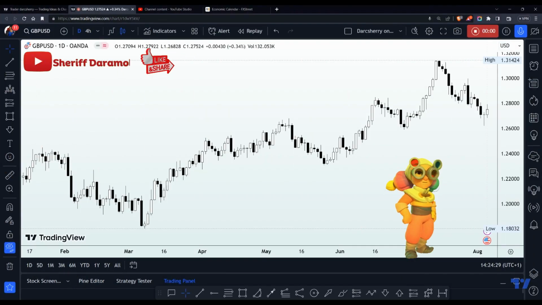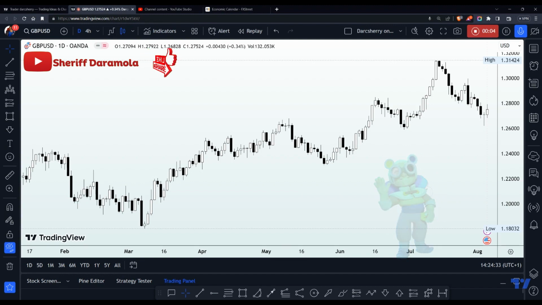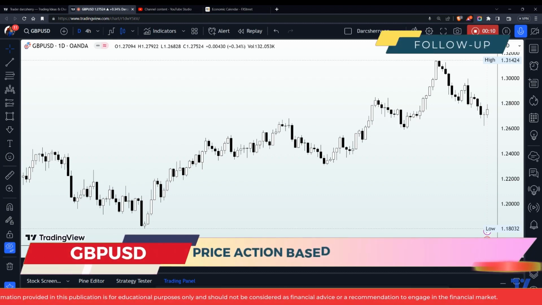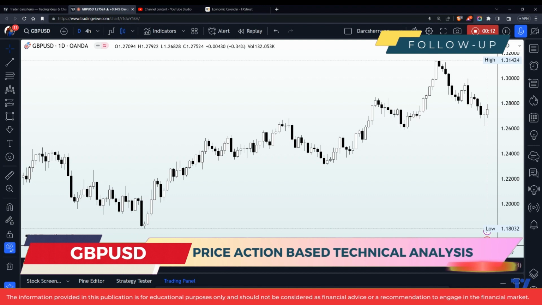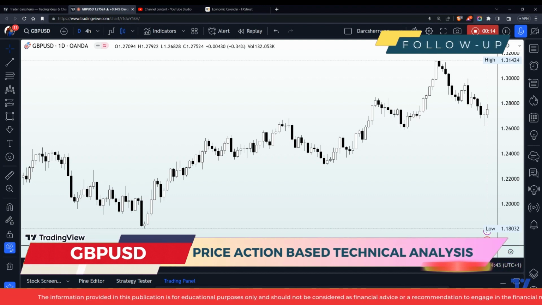Hello, everyone. Welcome to another insightful session of our weekly price action based technical analysis series. Today, we will be focusing on the GBP USD market structure.